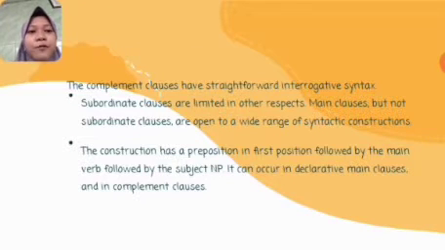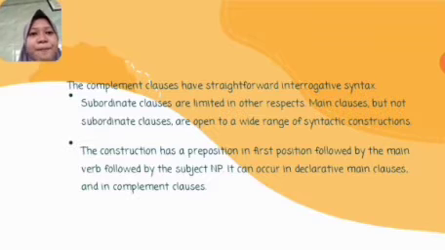Complement clauses have straightforward interrogative syntax. Subordinate clauses are limited in other respects. Main clauses, but not subordinate clauses, are open to a wide range of syntactic contraction. The construction has a preposition in first position, followed by the main verb, followed by the subject NP. It can occur in declarative main clauses and in complement clauses.